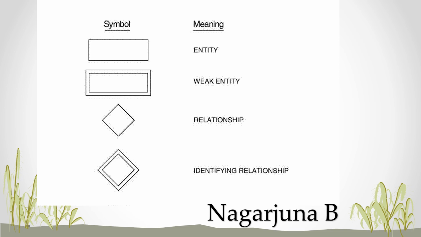Next one is weak entity, and that one we are going to represent within a double rectangle. Here the double rectangle has been used for the purpose of making a difference between the weak entity and the strong entity. Strong entity is nothing but which will be having its own key attribute for the purpose of identifying a tuple in an entity, whereas in case of a weak entity it will not be having its own key for the purpose of identifying.